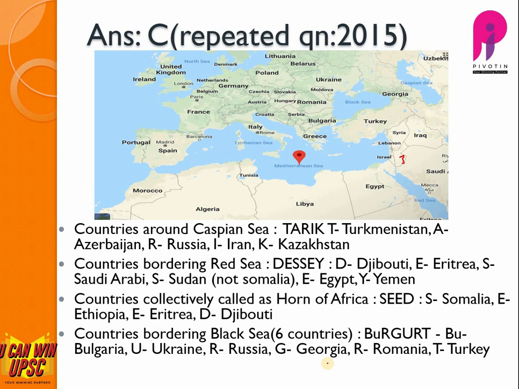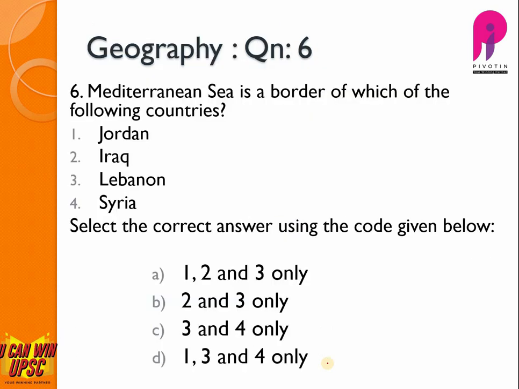And this question is a repeated question from 2015. So the answer to this question is actually Jordan is not bordering, Iraq is not bordering. Answer is C, 3 and 4.